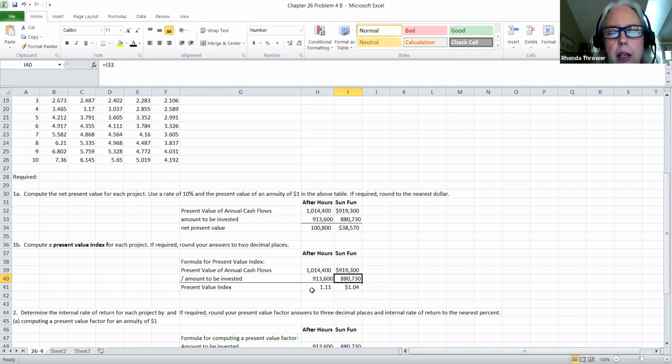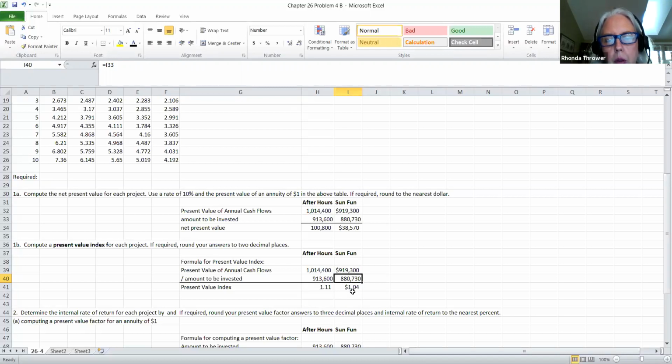That's the present value index, or $1.40, $1.04, excuse me, for the present value index for Sun Fund. So you can use the present value index to help you to determine what the amount should be. So we're simply dividing the amount invested into the dollar amount for the formula here.